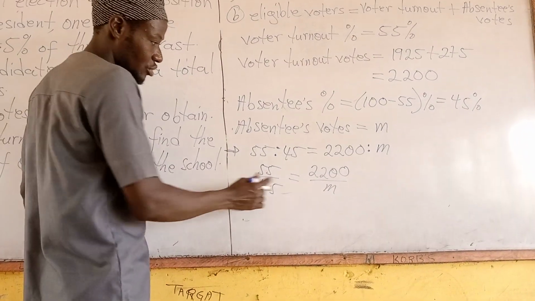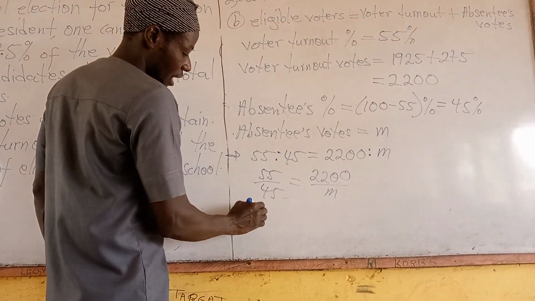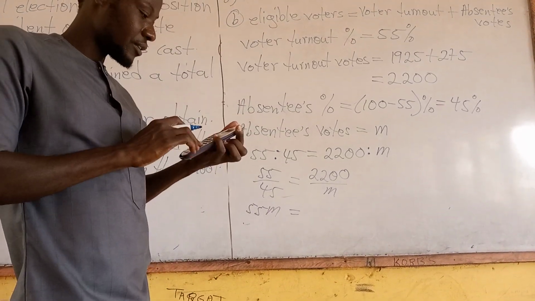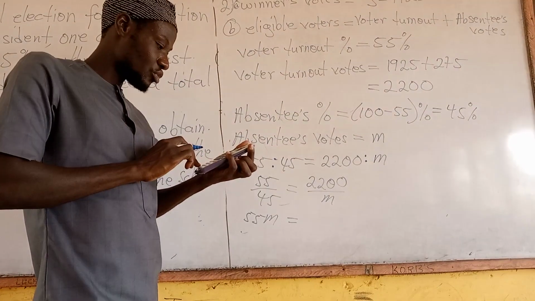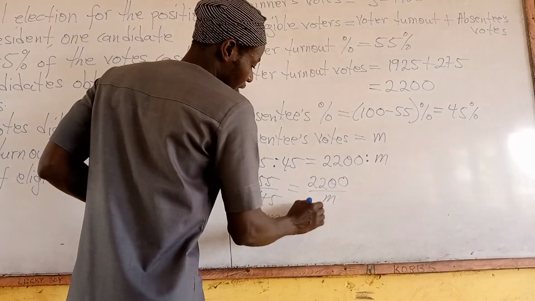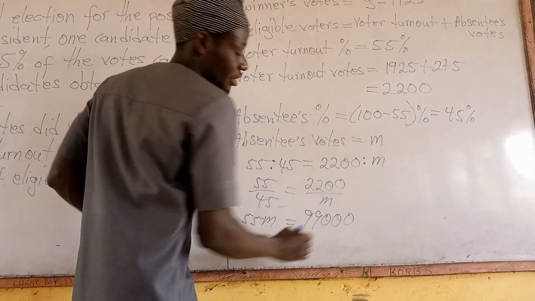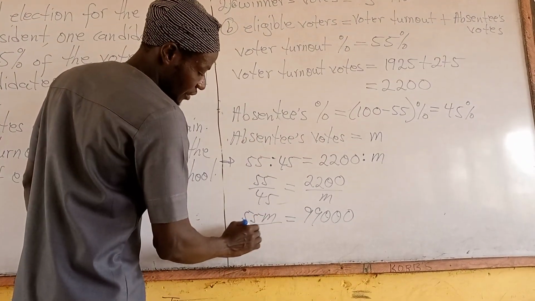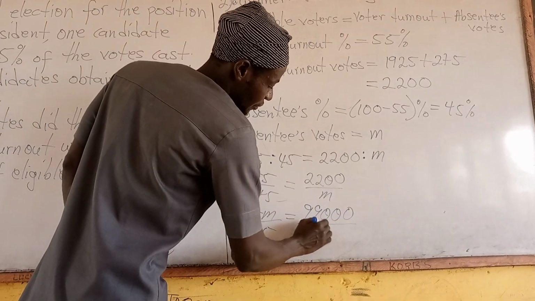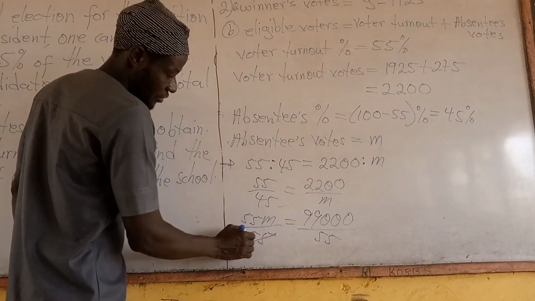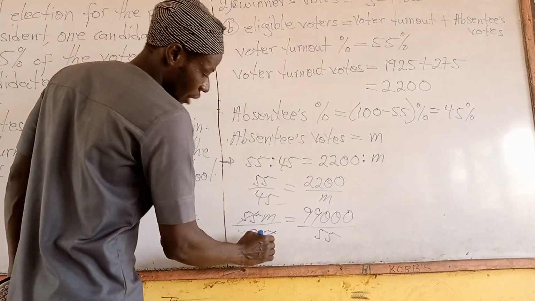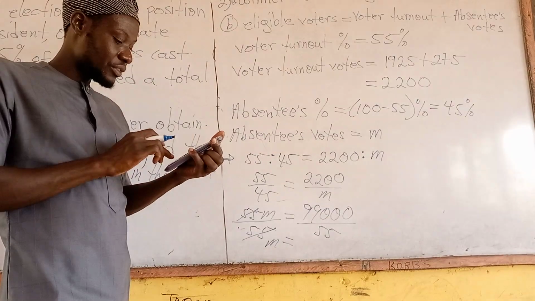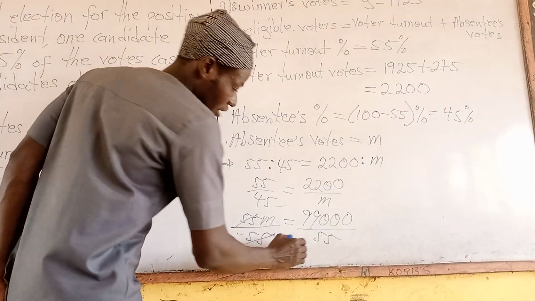So cross multiply. So 55 times M, we have 55M being equal to 45 times 2,200. That gives us 99,000. So from here we divide both sides by 55. This 55 will cancel this 55, leaving our M to be equal to 99,000 divided by 55. That will give us 1,800.